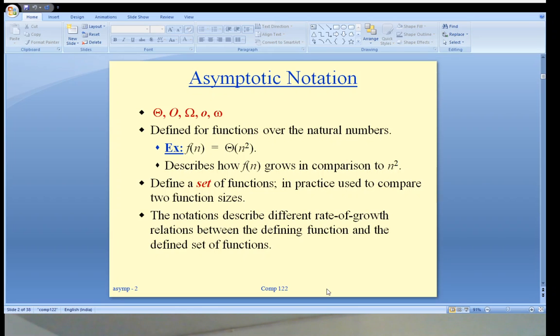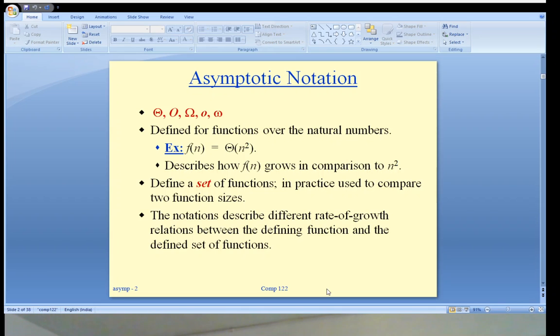Now there are five types of asymptotic notations: the theta notation, omega notation, big O notation, small o notation, and little omega notation. For a defined set of functions, these are used in practice to compare two functions. On the basis of these, we can compare which of the functions is more complex in comparison to the other. There are different situations in which we use different types of notations. The notation describes different rates of growth relation between the defining function and the defined set of functions.